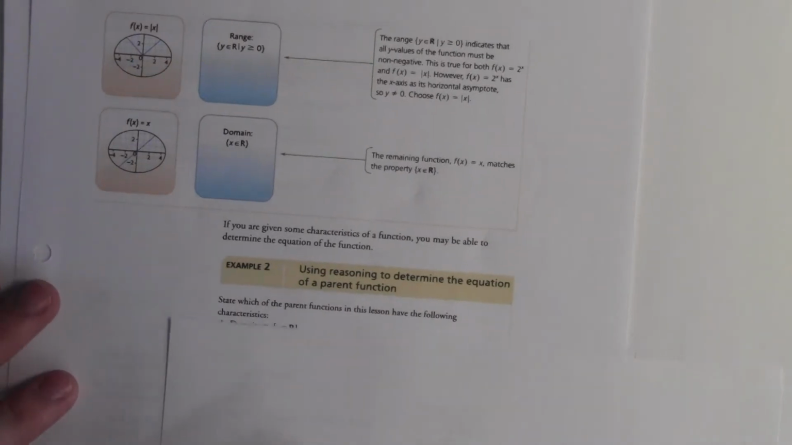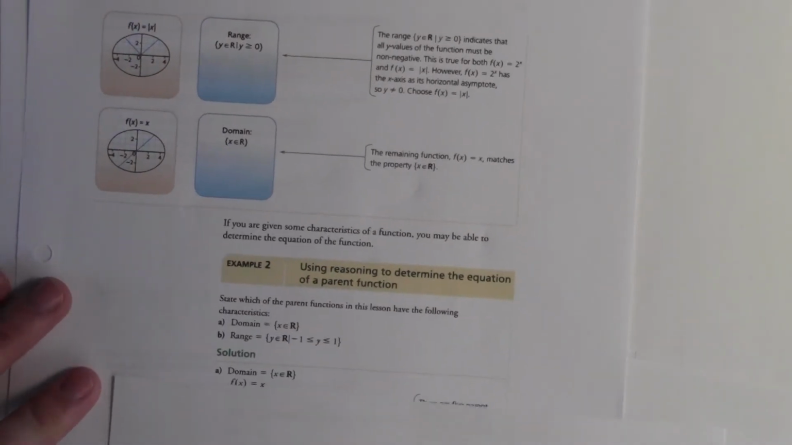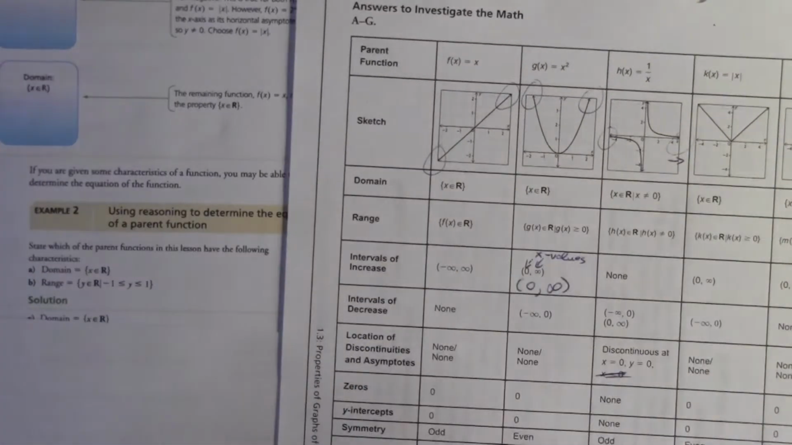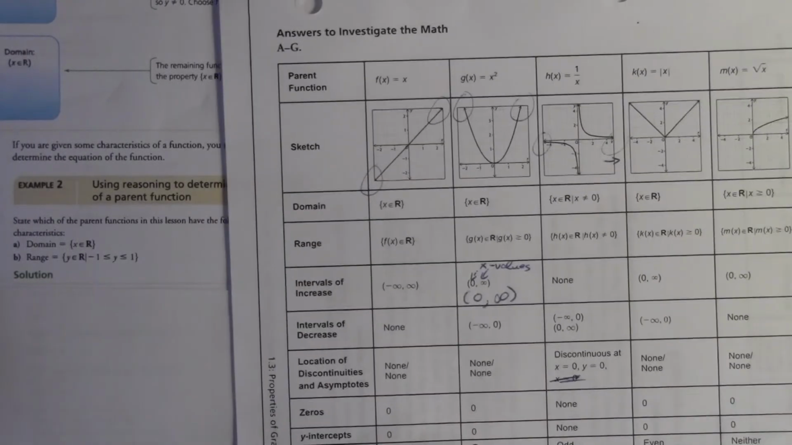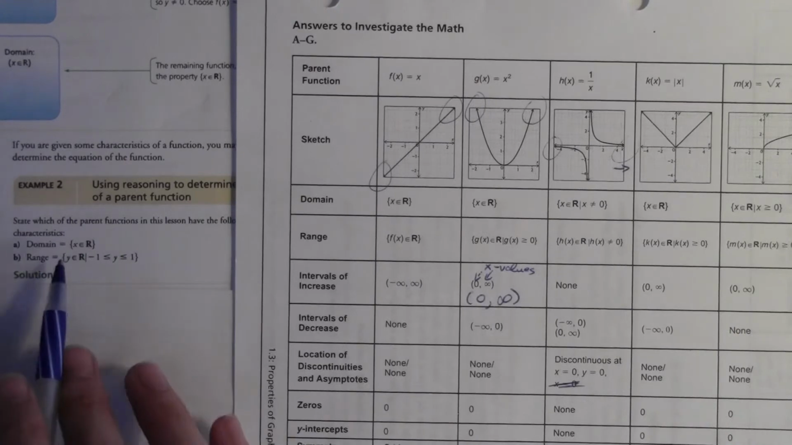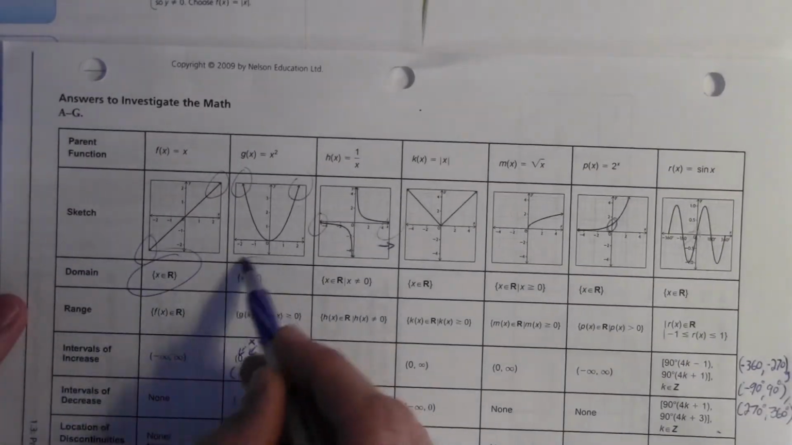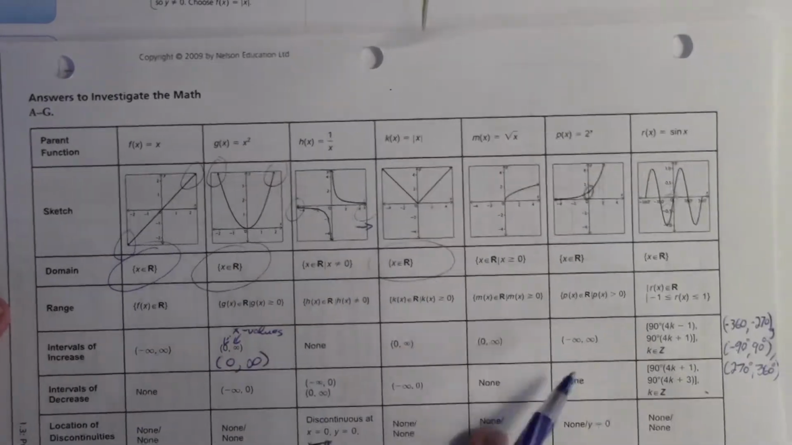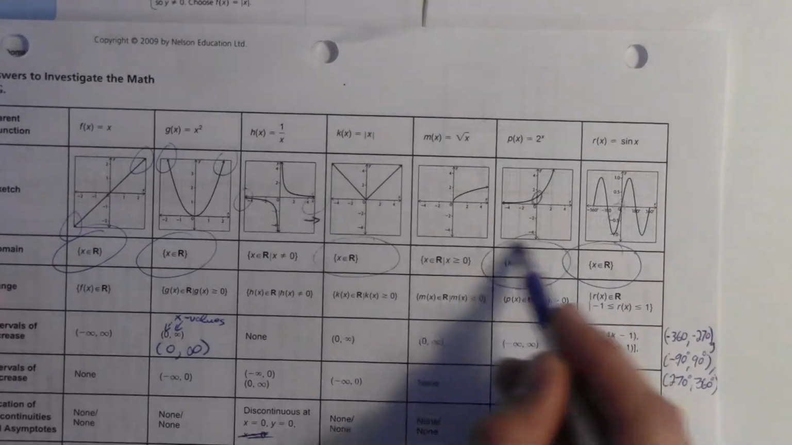See example 2. State which of the parent functions in this lesson have the following characteristics. So I'm going to bring them up here again. The parent functions. So which parent functions have domain x ∈ ℝ? So we have domain x ∈ ℝ, domain x ∈ ℝ, domain x ∈ ℝ, domain x ∈ ℝ, domain x ∈ ℝ. So there's 1, 2, 3, 4, 5 of them. So they list them here. 1, 2, 3, 4.